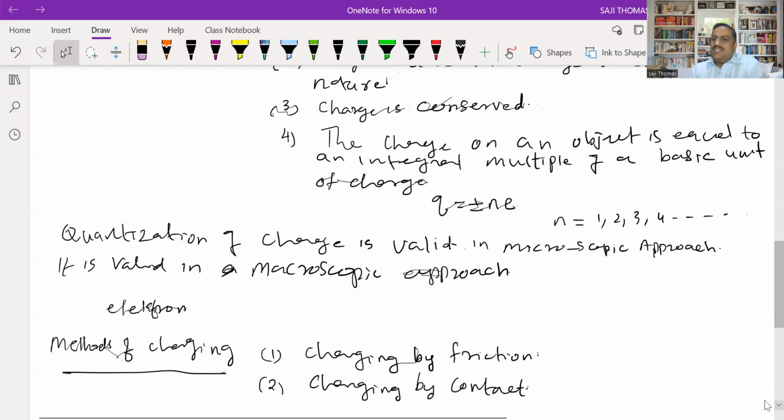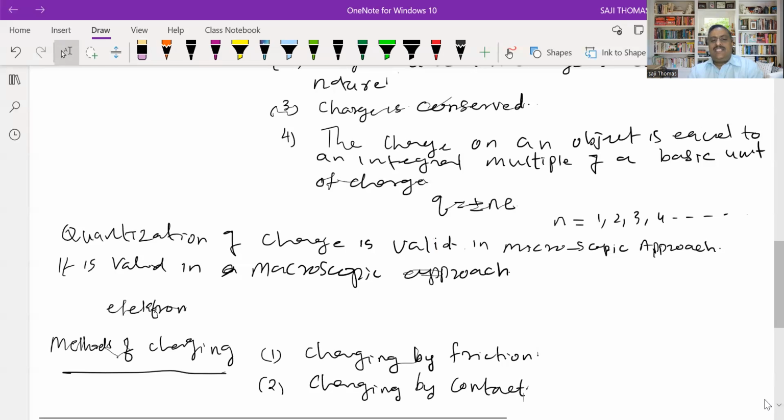So charge will be transferred from one object to the other. When you rub the glass with the silk, electrons are transferred from glass to silk. That is why glass appears positively charged. So on which object electrons are loosely bound, from there it will be transferred to the other object. Okay.